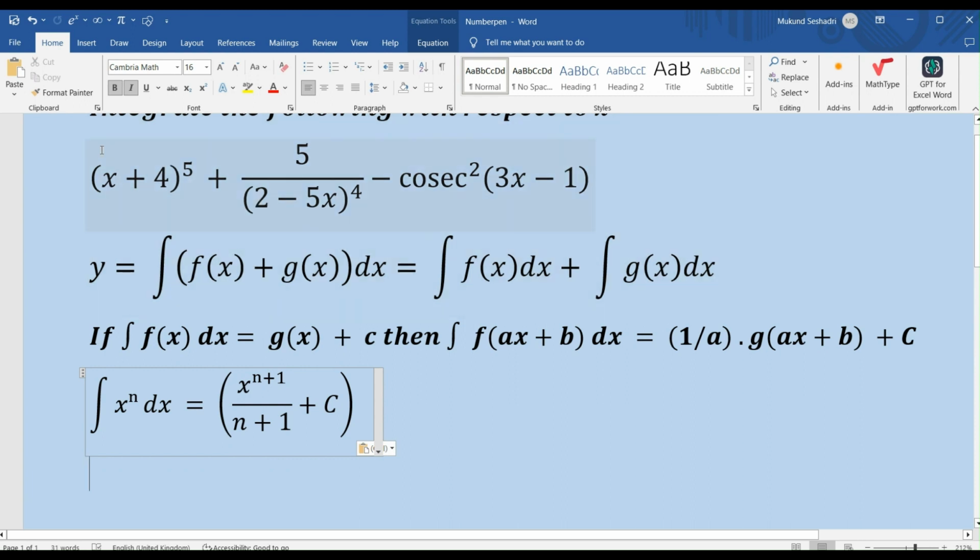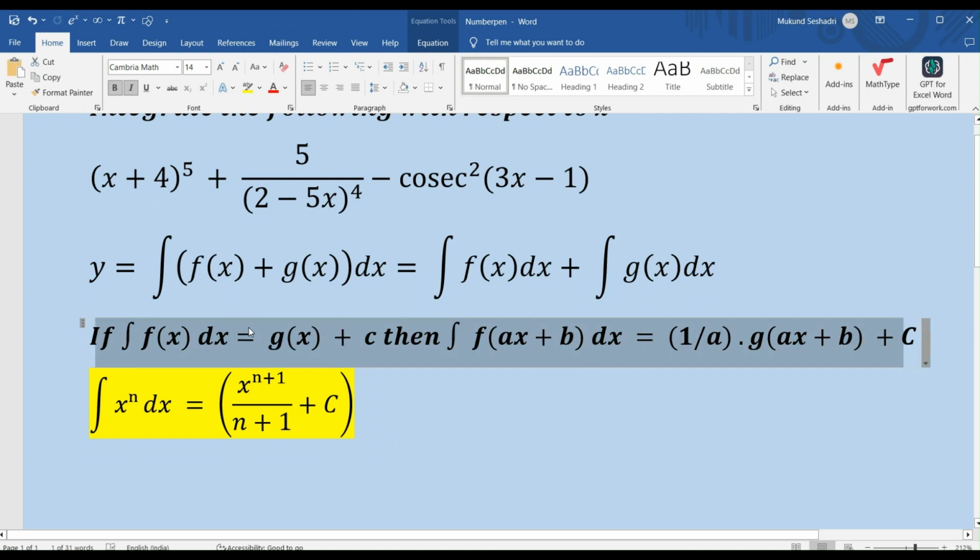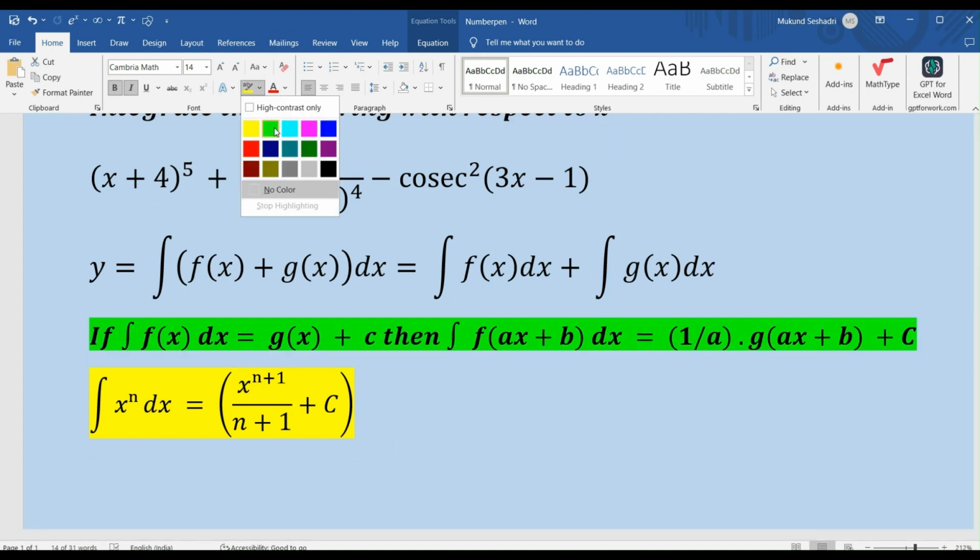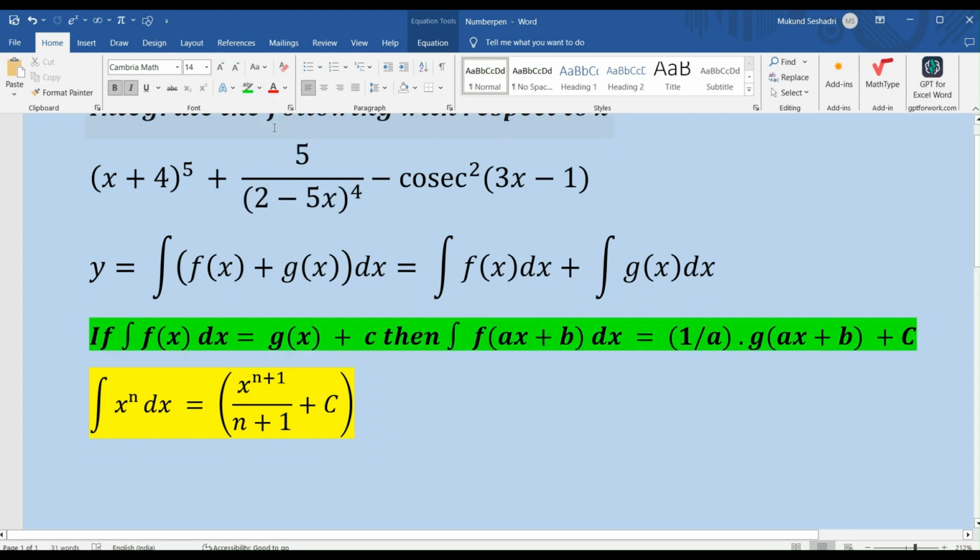So we have (x + 4) the whole power 5, right? So I want you to connect this formula, which I will highlight in yellow, with this particular rule that we learned just now, and we have solved similar problems in our earlier videos using substitution. And I want you to connect both to write down the integral of (x + 4) the whole power 5, right?